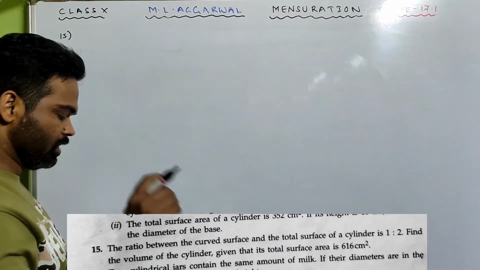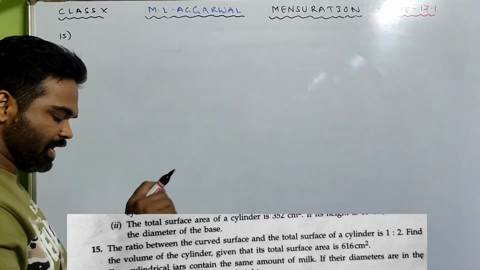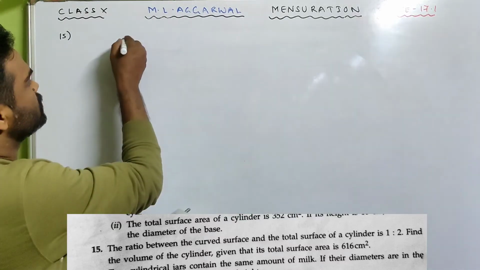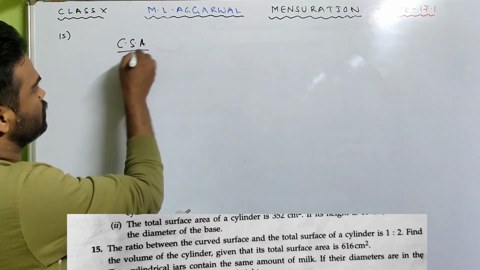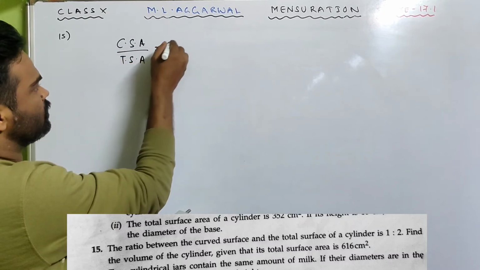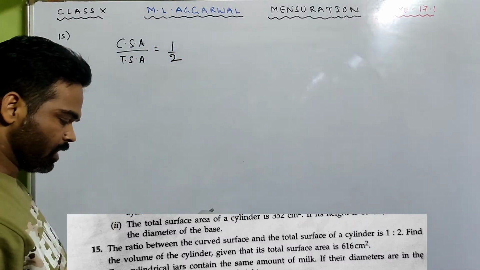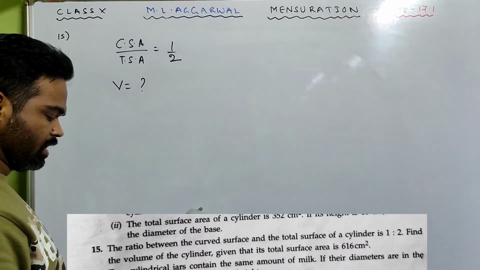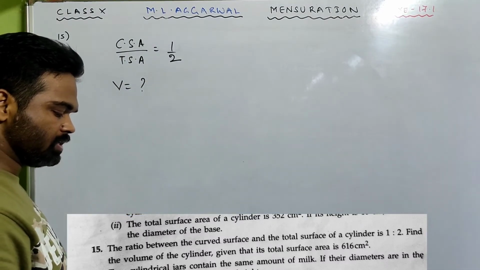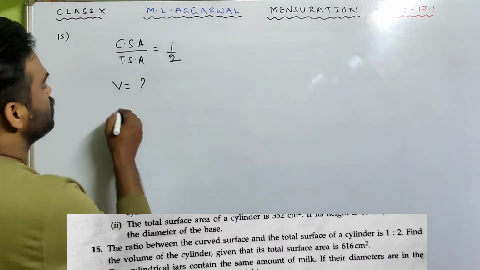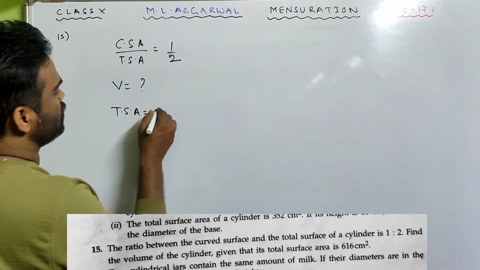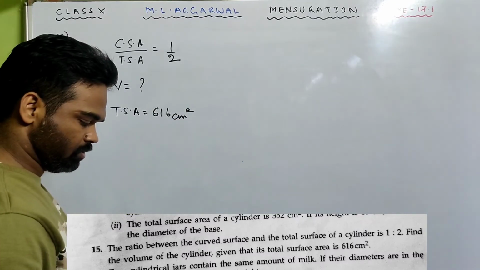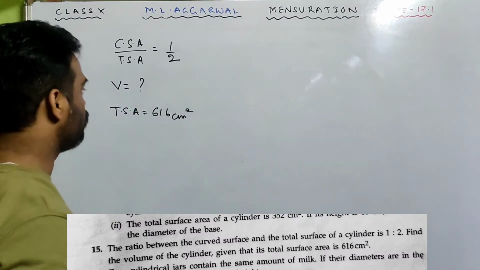Now look at 15. The ratio between the curved surface and total surface area of a cylinder is 1:2, which means curved surface area to total surface area is given as 1:2. Find the volume of the cylinder given that its total surface area is 616. TSA is given as 616 centimeter square. Yes or no? Yeah. Find the volume of the cylinder.